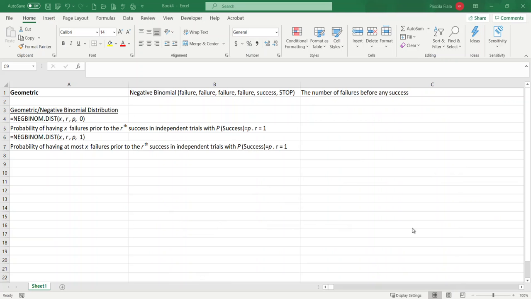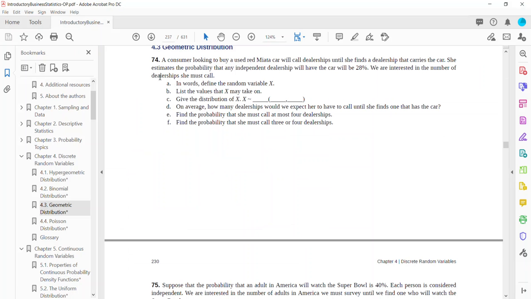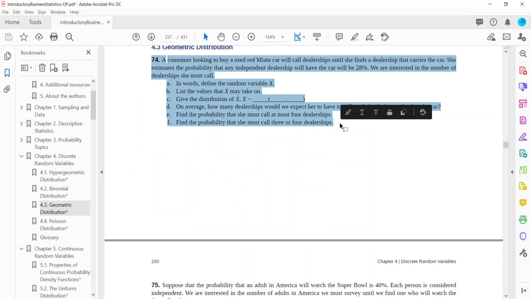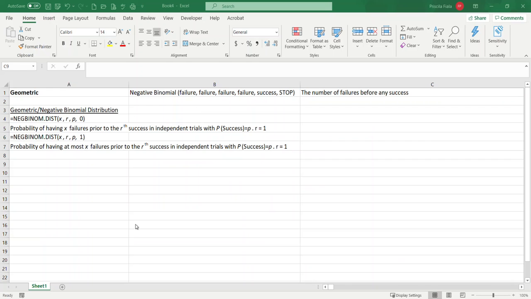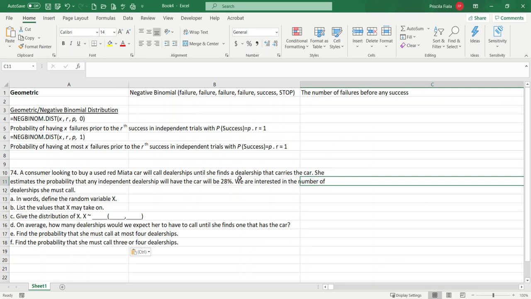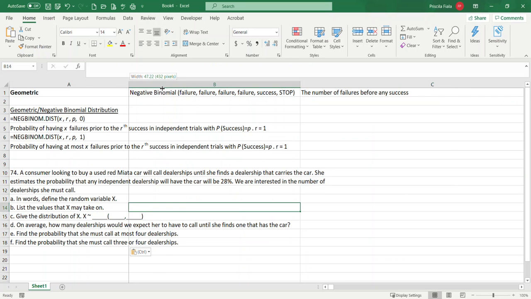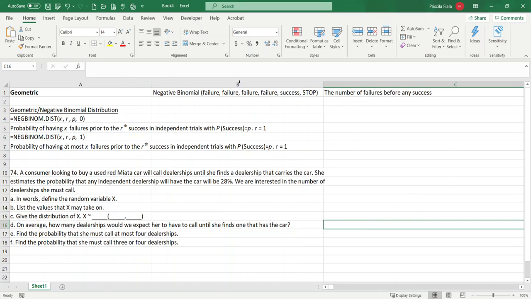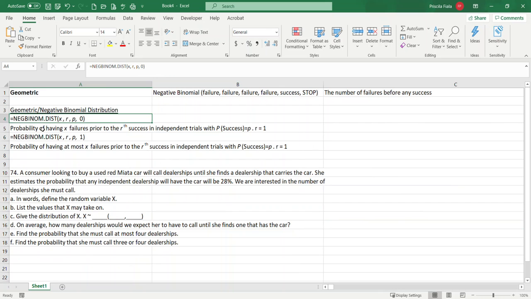Okay, so you know what? Let me go ahead and even copy over here like I did before. So we're just going to assign this for your homework. So you're going to have to solve problem 74. Okay, so let me make this a little bigger over here. Here we go. Okay, these are your formulas.